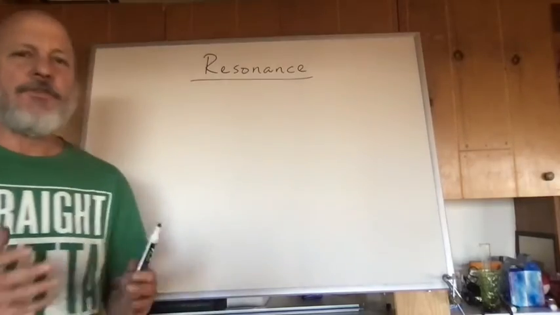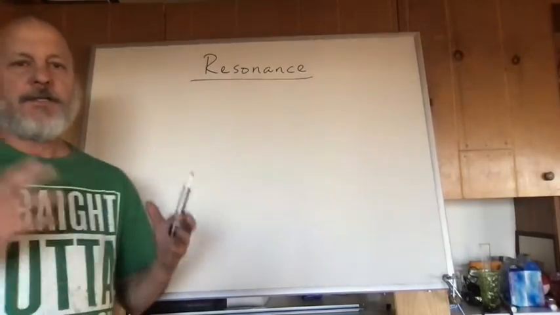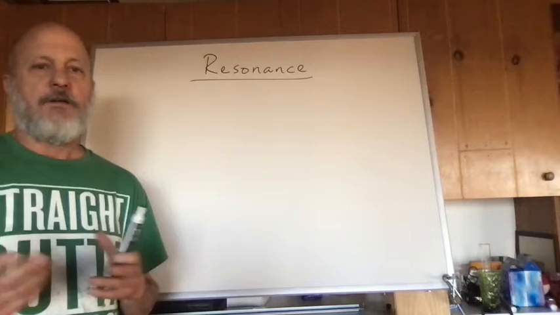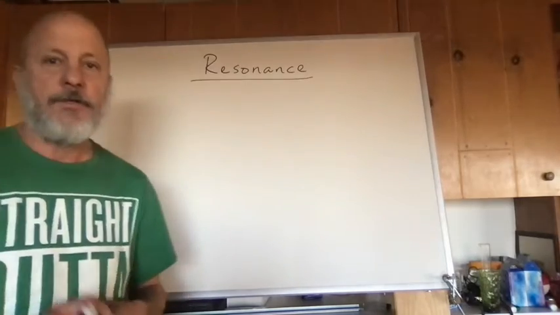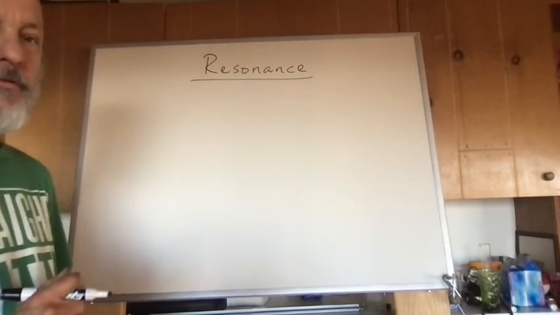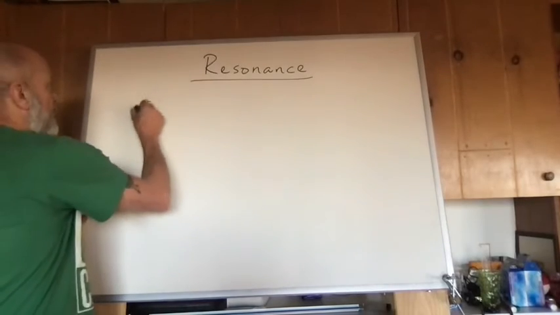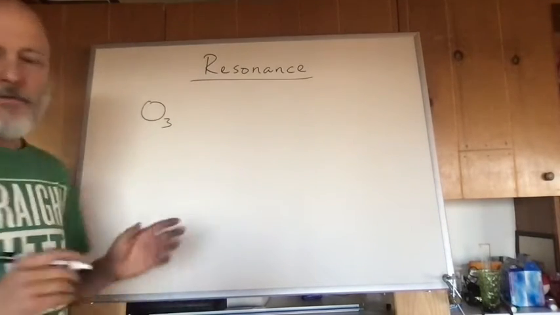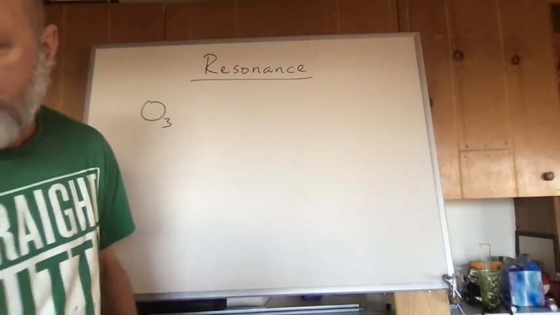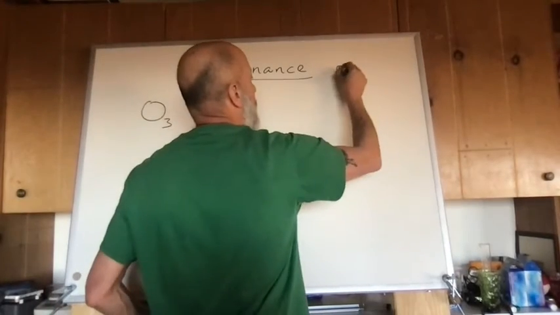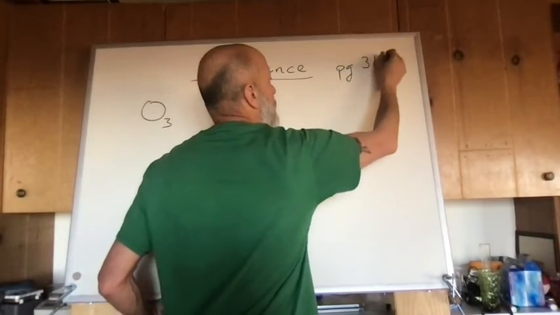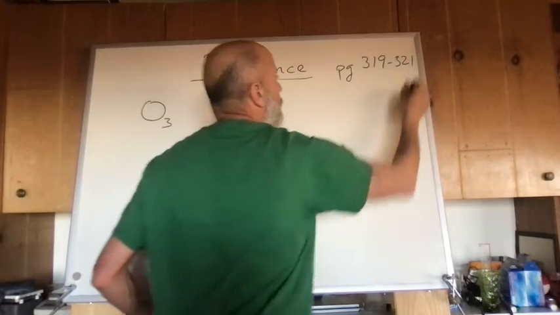All right, let's look at this situation where a double bond can be shared between two or more bonds. It's called resonance. The first example I'd like to use is ozone. And this is page 319 to 321 in your textbook.